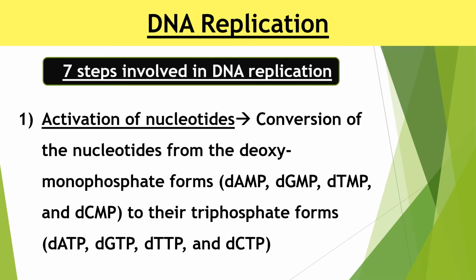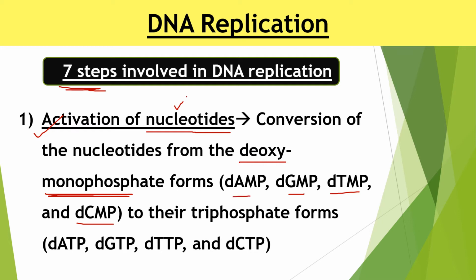Let us now start with the 7 steps involved in DNA replication. The first step is the activation of the nucleotides. Now we know that DNA is a nucleic acid. It is a polymer of nucleotides. These nucleotides are generally present in the cytoplasm, but they are present in the deoxy monophosphate form. That is, they will be present in the form of deoxy AMP, deoxy GMP, deoxy TMP, and deoxy CMP.